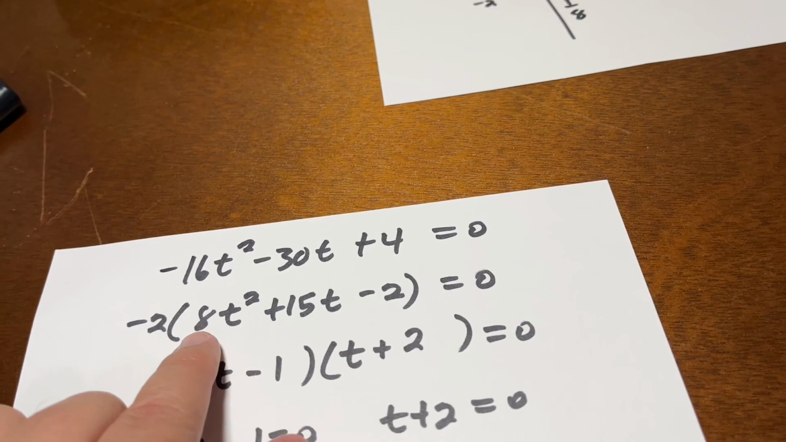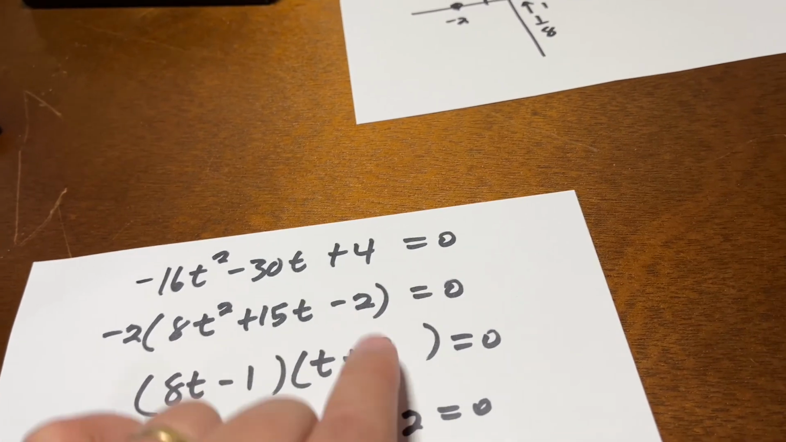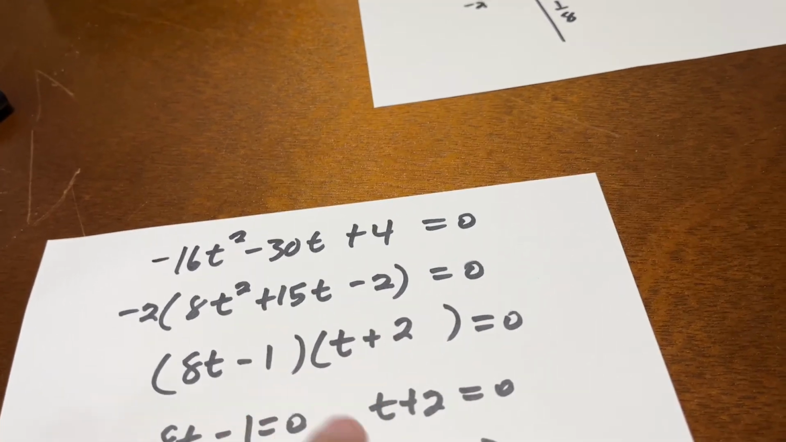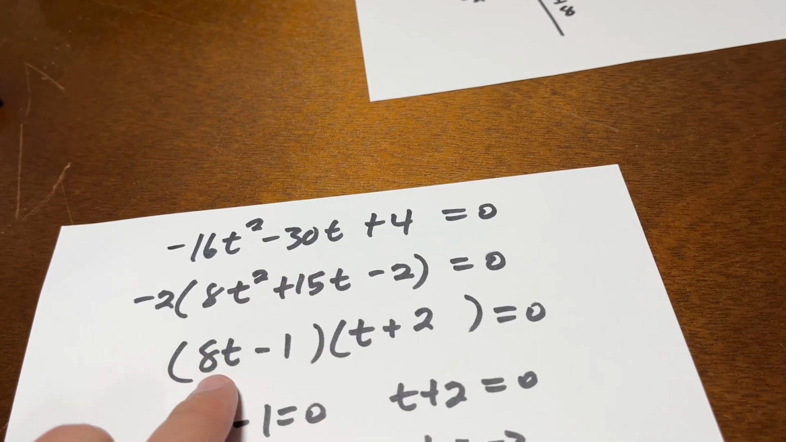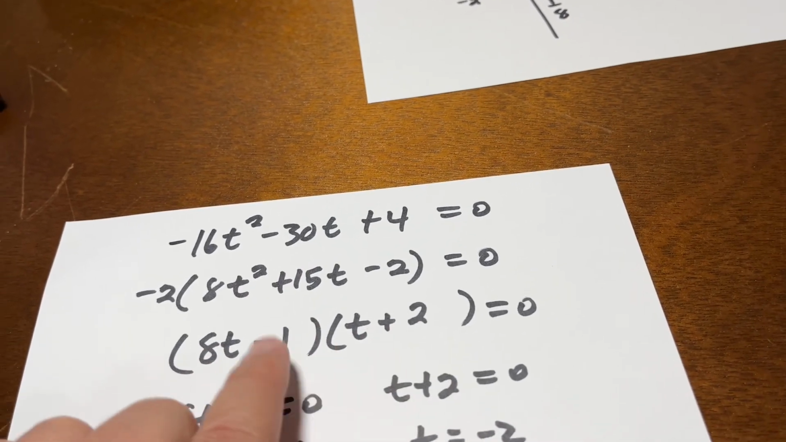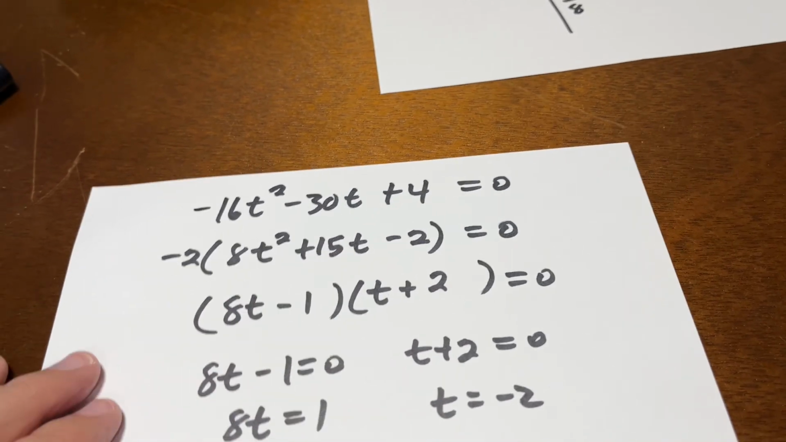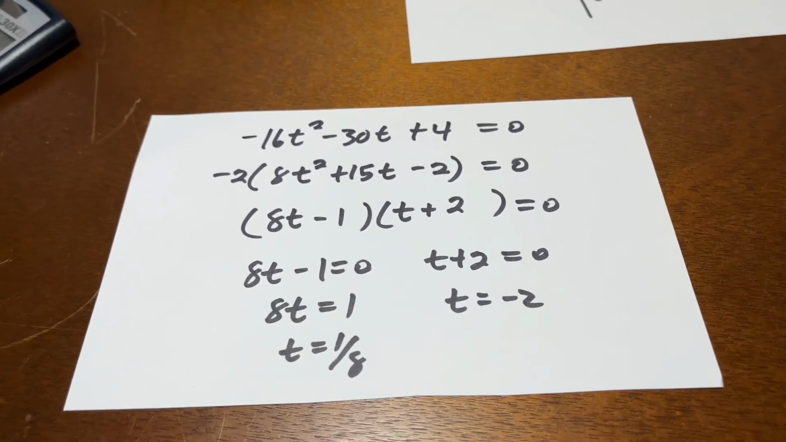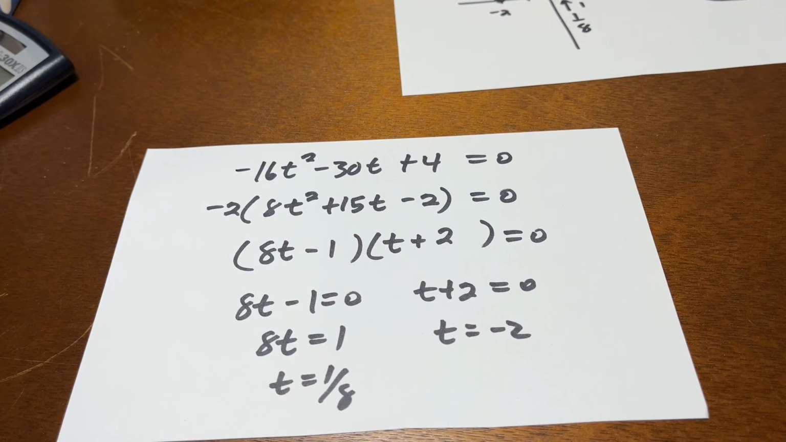8t times t is 8t squared. 1 times 2 is 2. I need it to be a -2. So if you put -1 here and +2 there and do the FOIL method, that actually checks to get +15t, because this is 16t and -1t adds to be 15t. So that's the factorization. If you set each one of those equal to 0, you get 1/8 and -2. So 1/8 and -2 is your solutions.